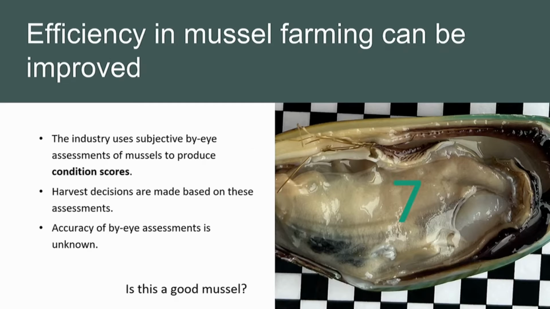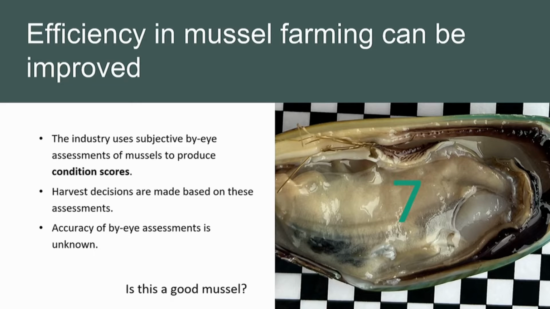So Harvest Hub is all about optimizing yield in aquaculture, particularly for mussels. And the current way of doing it is very much manual. So people go out on a boat, they pick up some mussels, they look at the mussels, and they come up with a thing called a condition score, which gives them guidance as to whether or not they should harvest those mussels. And the accuracy of this is unknown. So this mussel here has a condition of 7, which is quite good, and it's probably ready for harvest. But it's actually hard to tell this by eye.